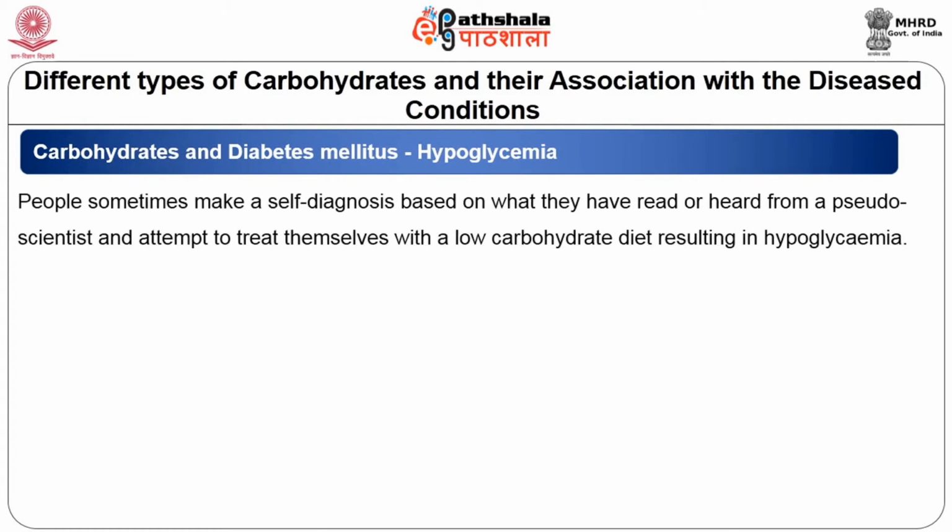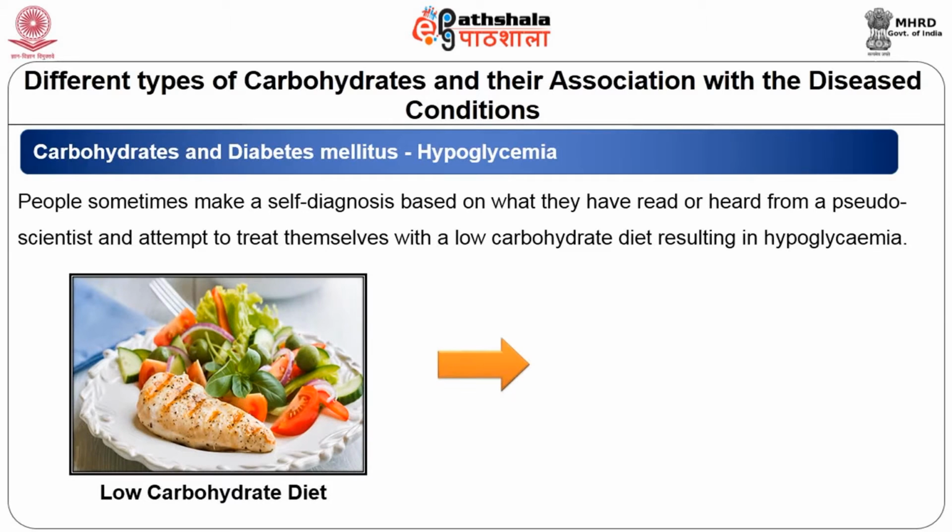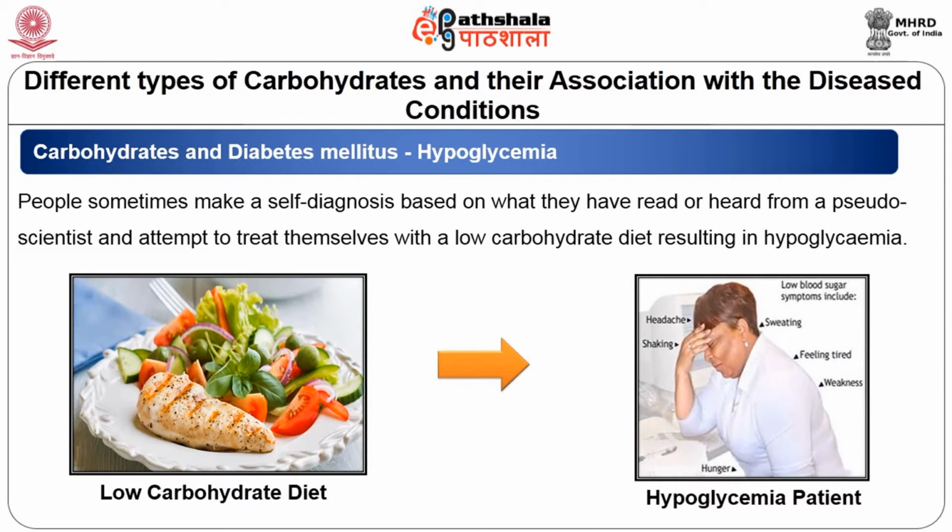People sometimes make self-diagnosis based on what they have read and heard from pseudoscientists and attempt to treat themselves with a small carbohydrate diet, resulting in hypoglycemia. The symptoms of hypoglycemia develop when the blood glucose level falls to 40 milligram per deciliter. If insulin is administered to this person, the blood glucose level rapidly falls.